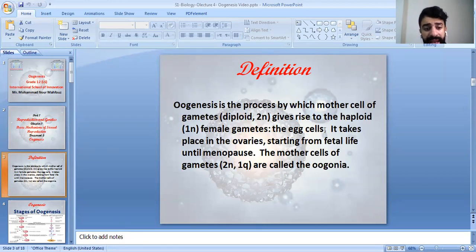Unlike males, whose activities start from puberty till death. Even though it decreases with time, the number of the sperm cells, their motility and their quality decrease with age, this is sure. First of all, you have to know that the mother cells of gametes, 2N, are called the oogonia.